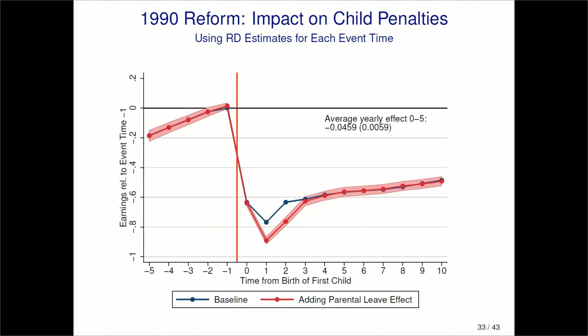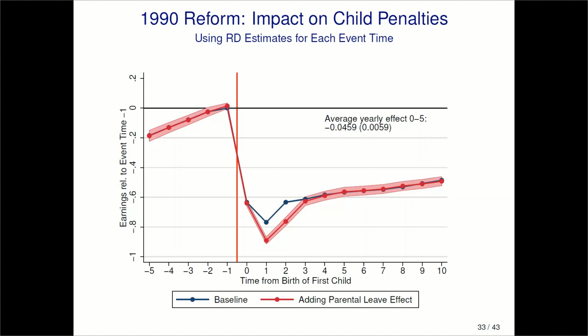So the blue one, that's the baseline child penalty graph for women that are ineligible for this longer parental leave scheme. And then we use the RD estimates at every different point in event time to draw the counterfactual child penalty graph for those that are eligible. And it just reflects the RD patterns I've shown you. There is just a negative effect in these 2 years, but then there is nothing thereafter.